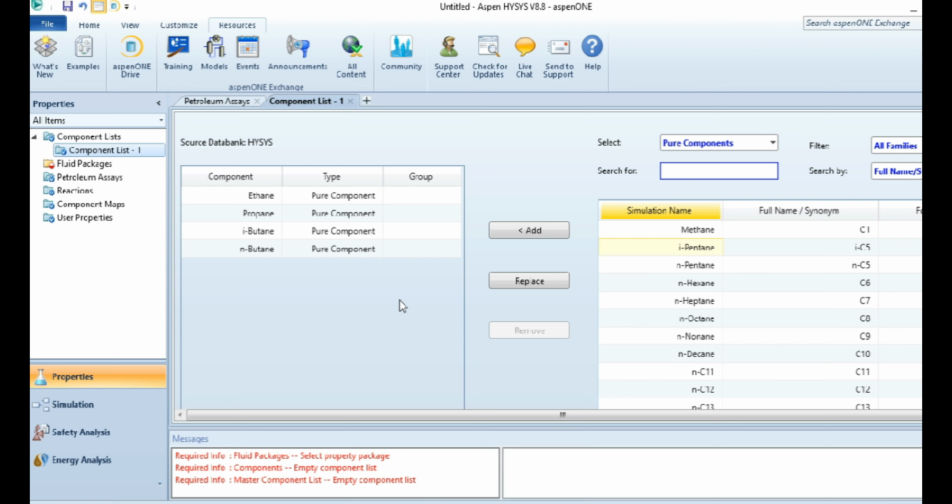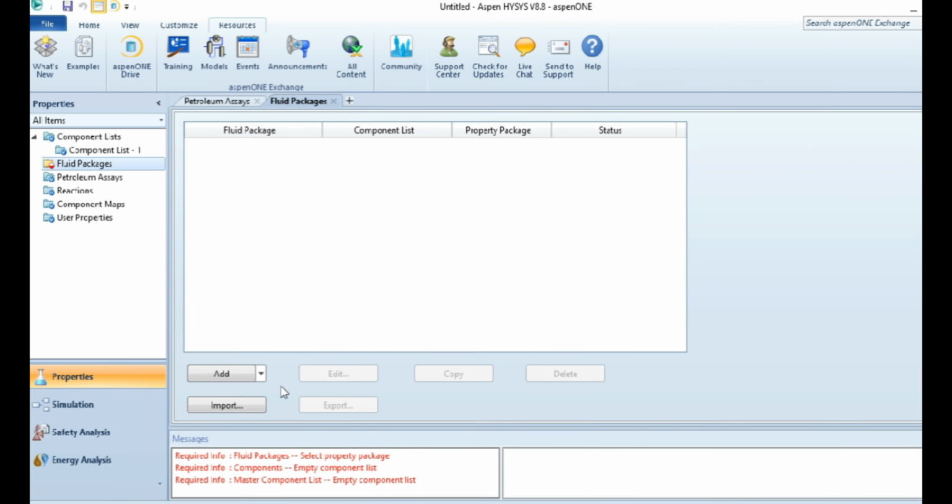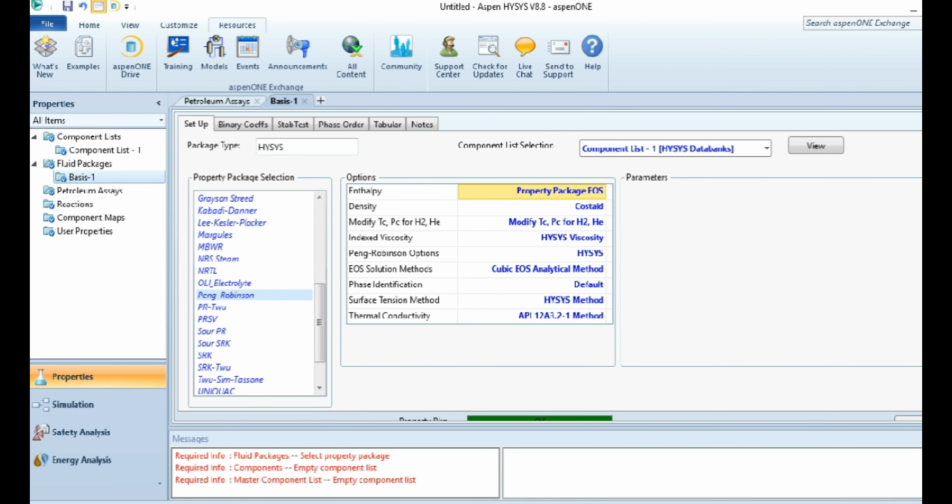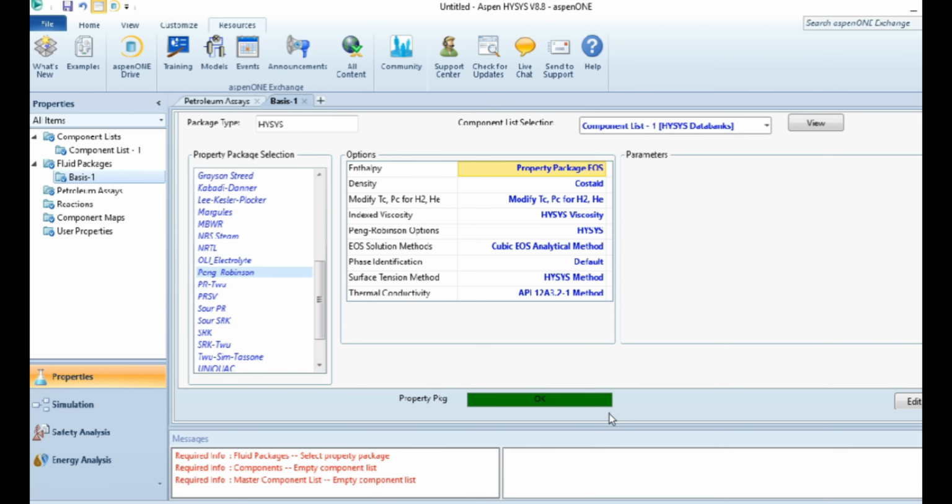The next step is you are going to select the equation of state. So we now proceed to the fluid package. As usual, we are going to use Peng-Robinson. So here is our Peng-Robinson. A green color will be shown at the bottom of the interface, identifying that a particular equation of state has been selected as fixed conditions. So let's proceed to the simulation environment.